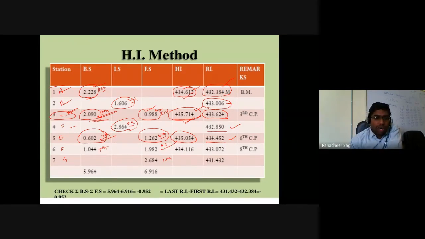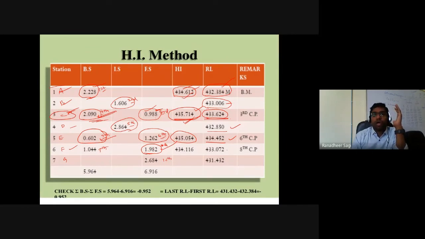Okay, so what is the RL value of point F if I want to calculate it? It is very clearly understood that at point F, you have one foresight reading and one backside reading. So after taking this reading on point F, which is your foresight data, 1.982 meters, the instrument got shifted.